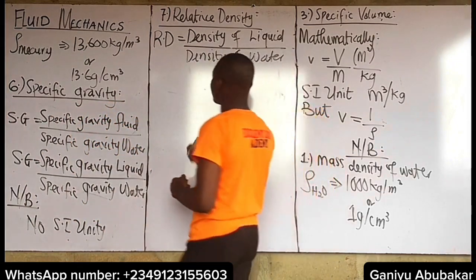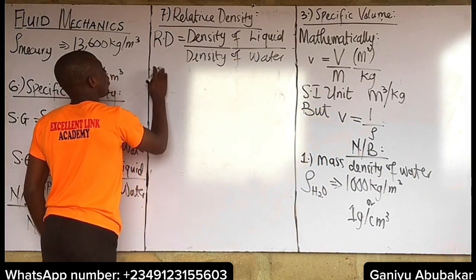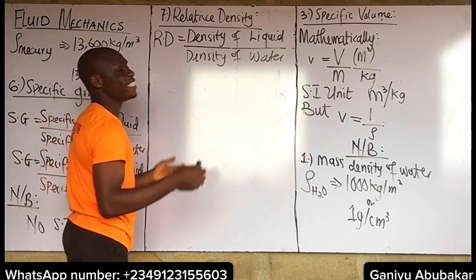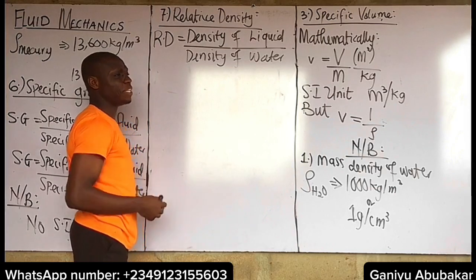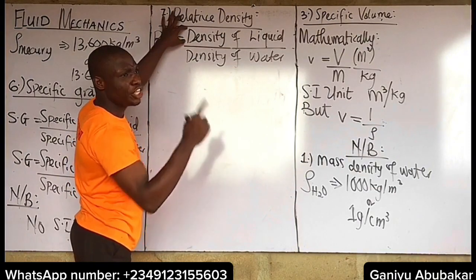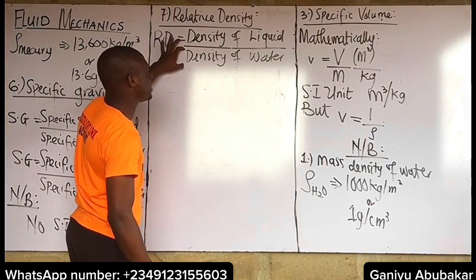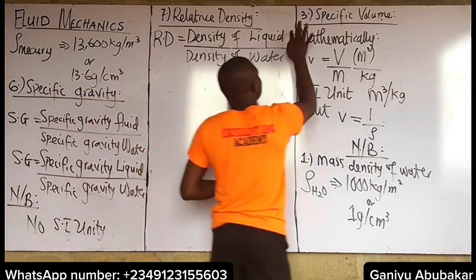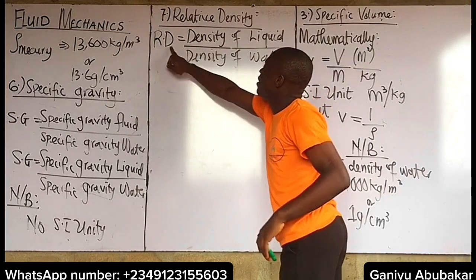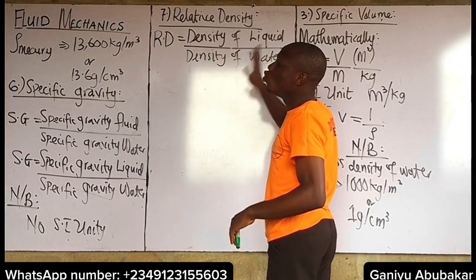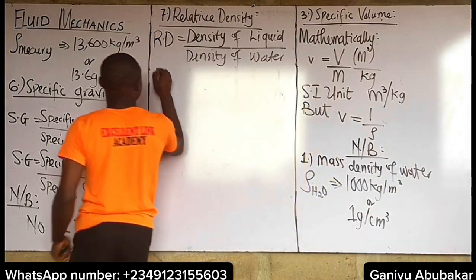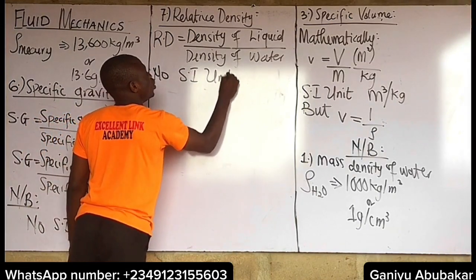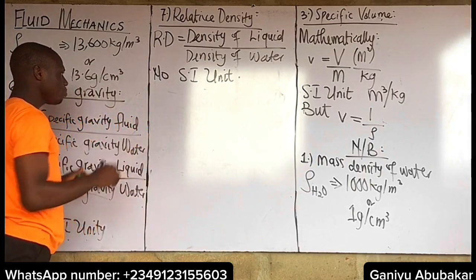Note at this point that relative density has no SI units. Why? Density is kilogram per meter cube, and density is kilogram per meter cube. They'll cancel out. So observe that relative density has no SI units. Please, very important.